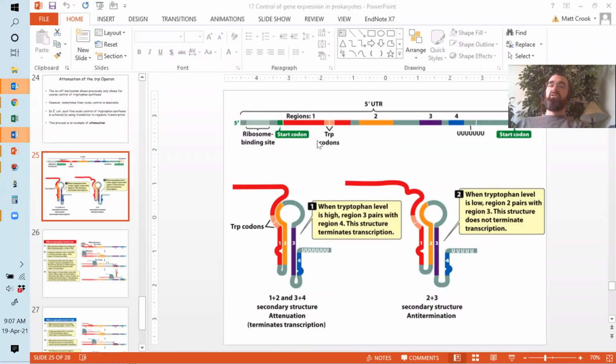And so the thing that basically changes this from one possibility to the other is whether or not a ribosome is paused on region 1. That's it. And that ribosome will pause if there is insufficient tryptophan available for charged tRNAs with tryptophan to come in to allow the synthesis of that short polypeptide sequence.